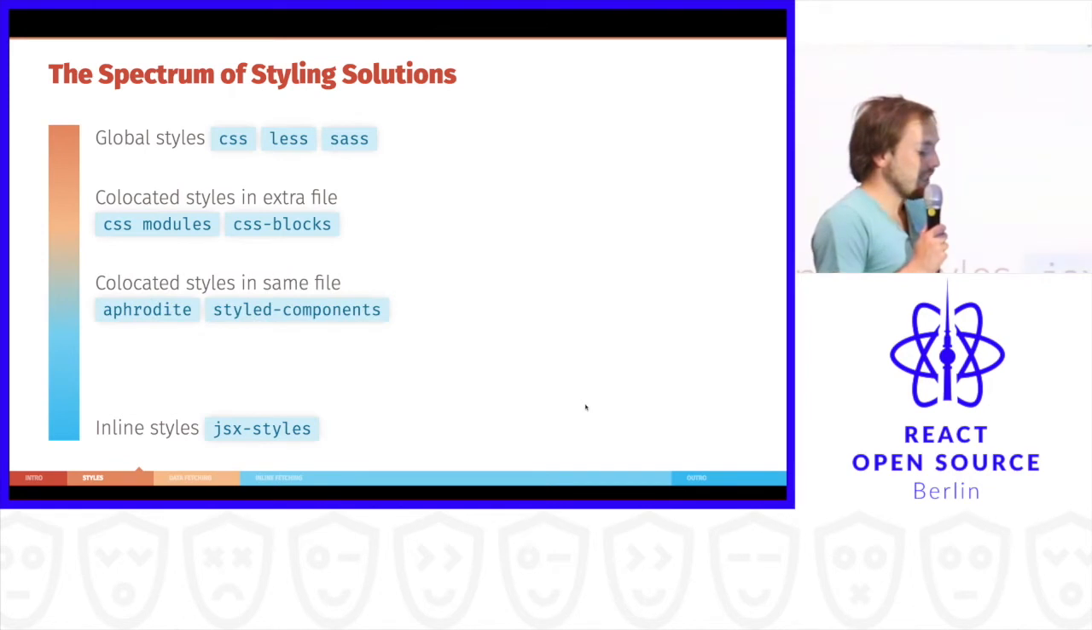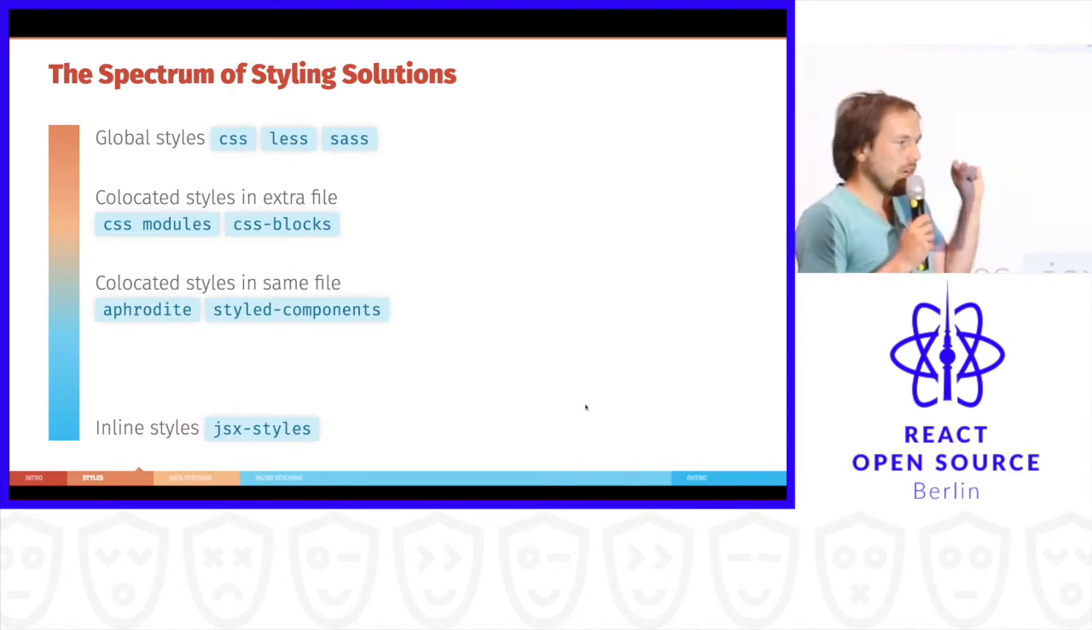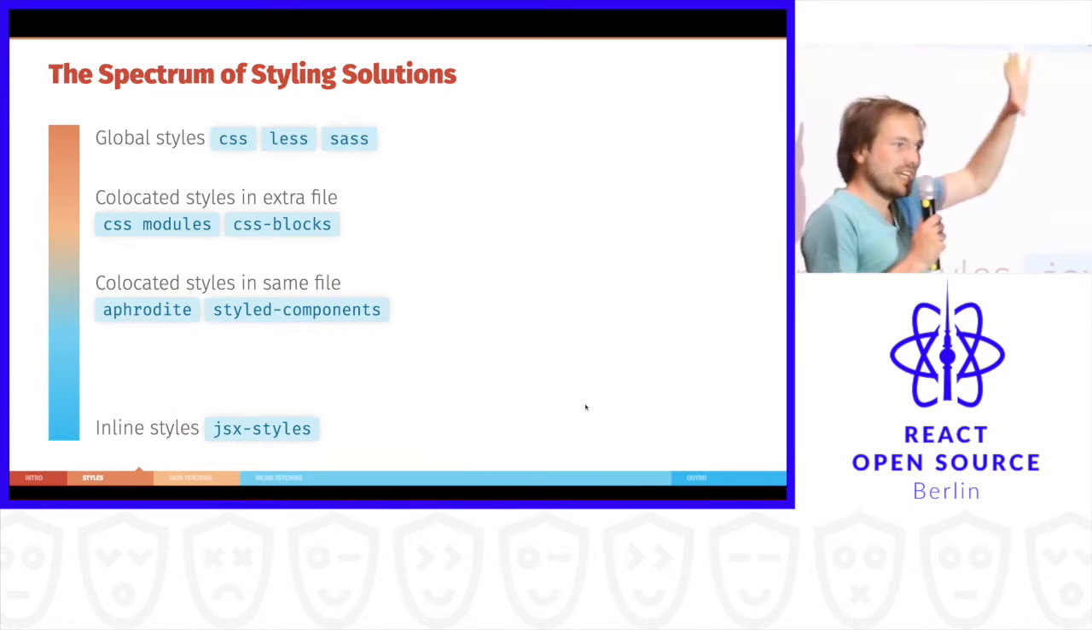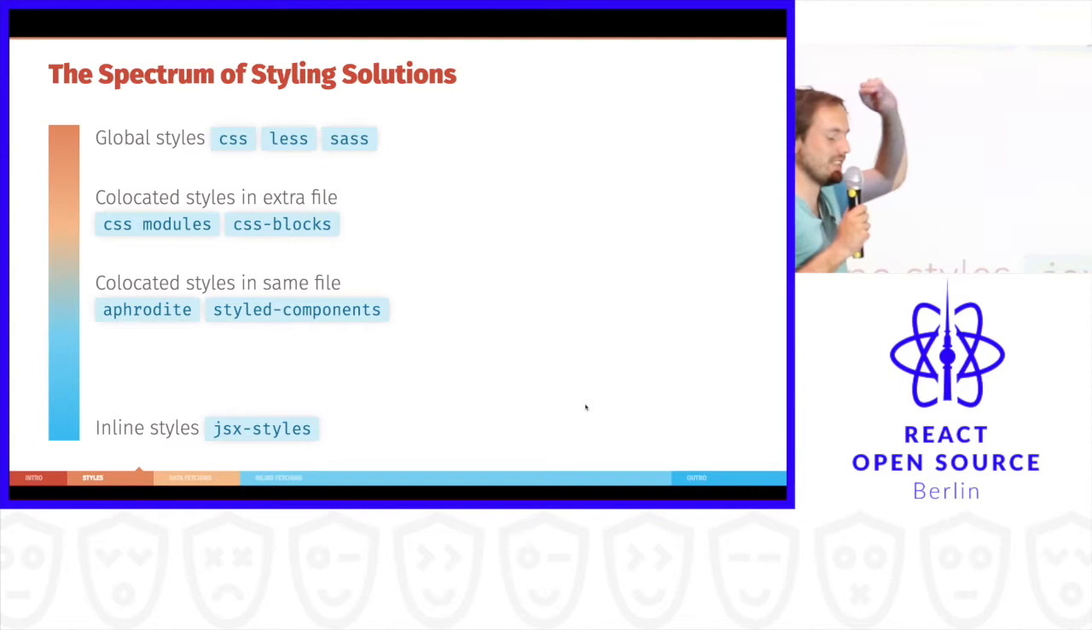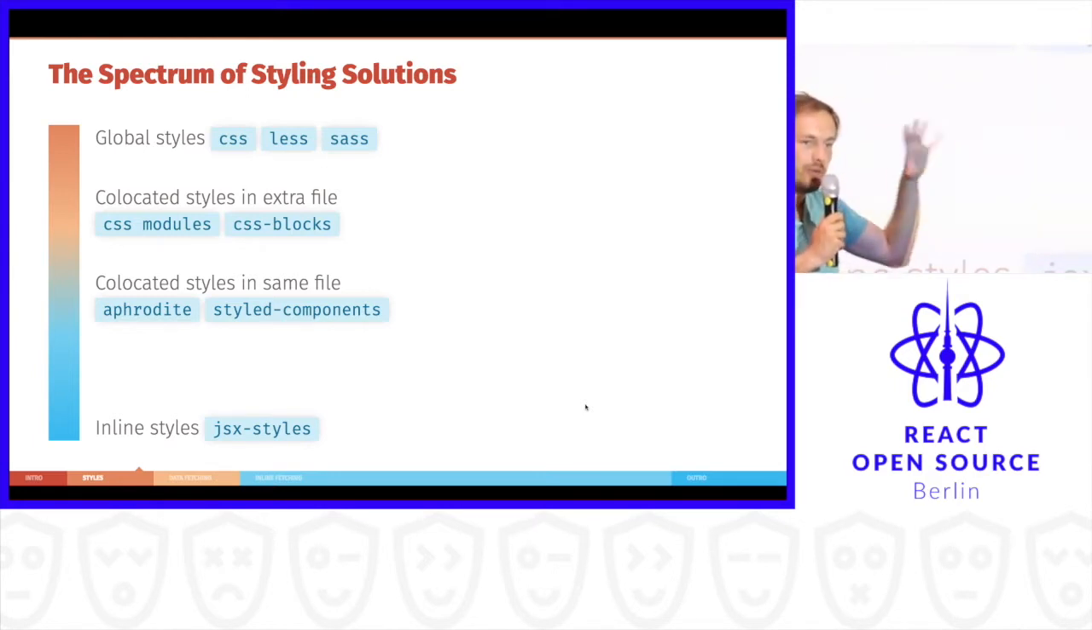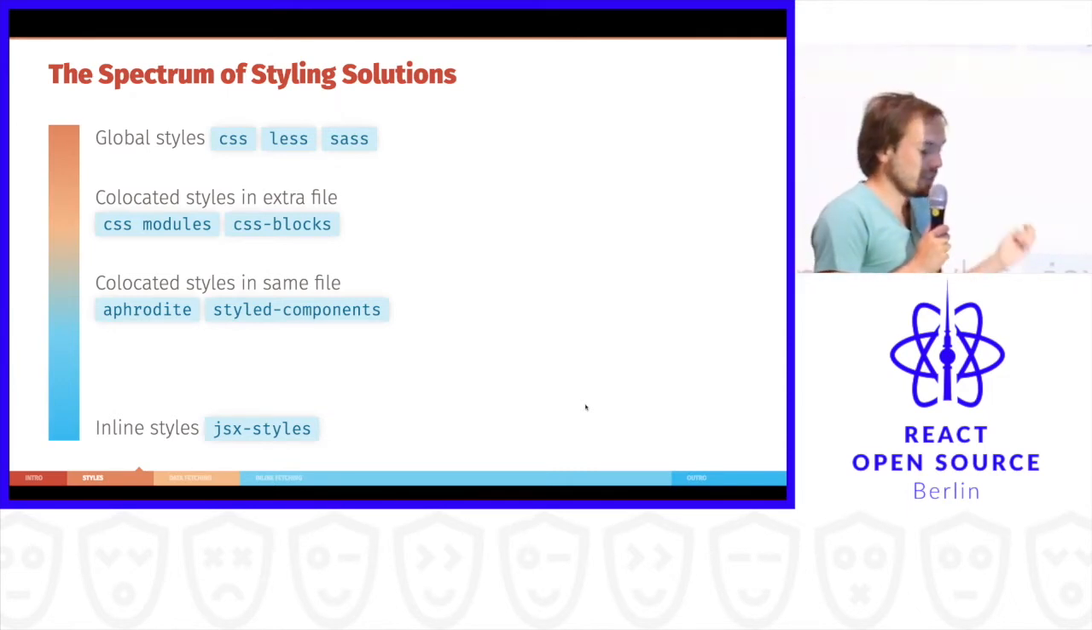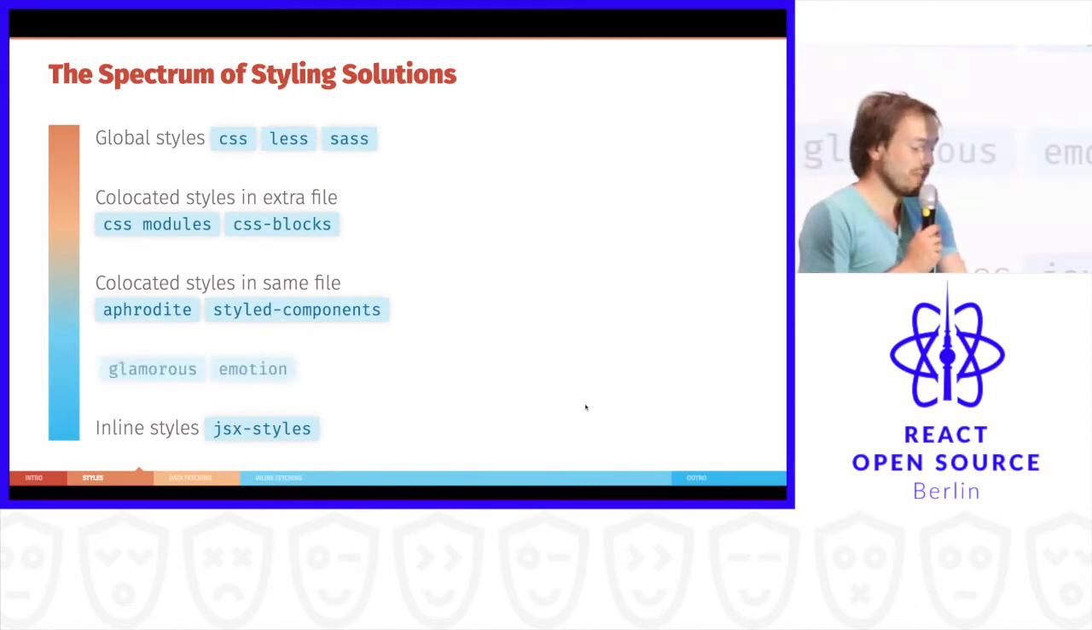Another approach is that you use collocated styles in the same file. That is, within your component file, you have one section where you define the styles in an object shape or as a string, and then create a component with that style, and then use this component later on in your render component. So Aphrodite or styled components would be two examples of that.